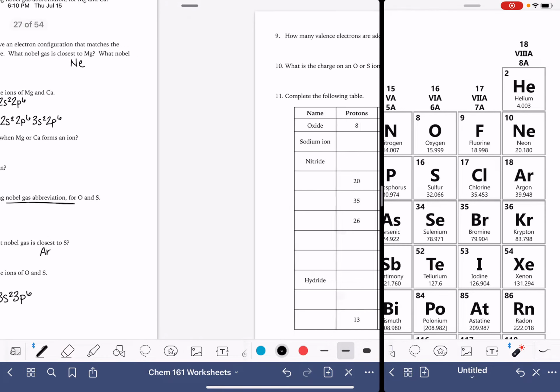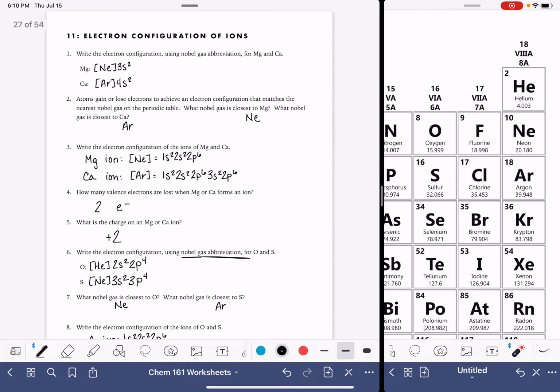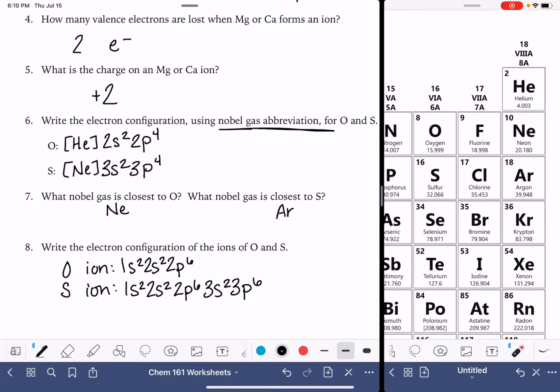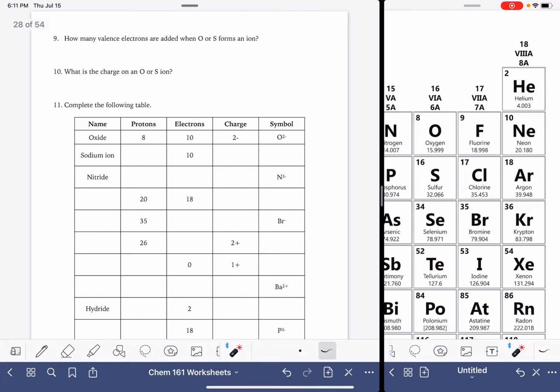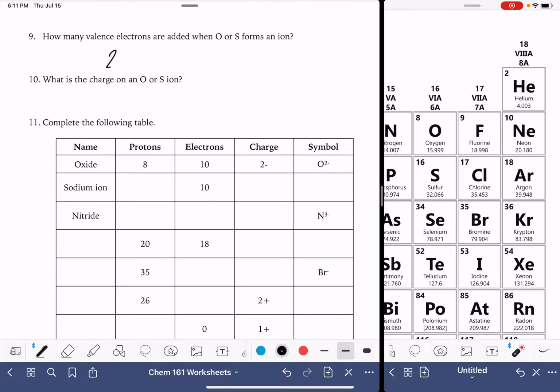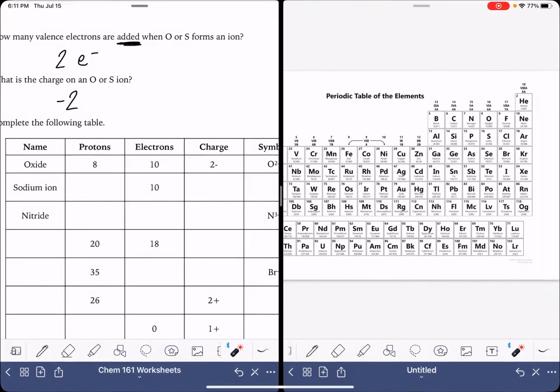On the next page, it's going to ask us how many valence electrons are added when oxygen and sulfur form an ion. Focusing first on oxygen, we can see that the changes are taking place in the 2p orbitals. Instead of having 4 electrons out there, now we have 6. And for sulfur, the change is taking place in the 3p orbitals. Instead of 4, we now have 6. So that means we added 2 valence electrons when these formed an ion. What is the charge? It's going to be a -2. Remember, electrons are negatively charged, so when you add them to an atom, the ion that's formed has a negative charge.